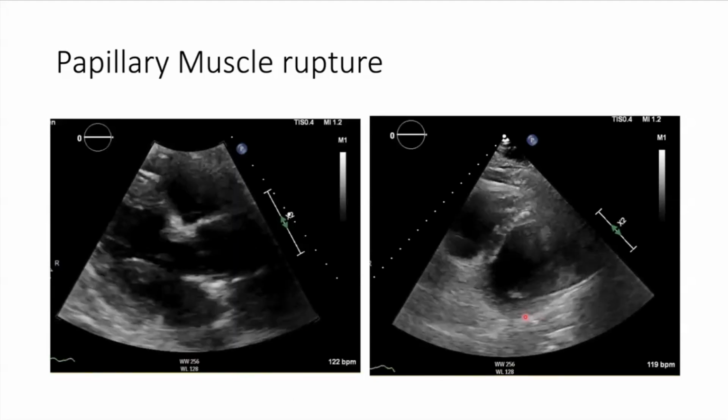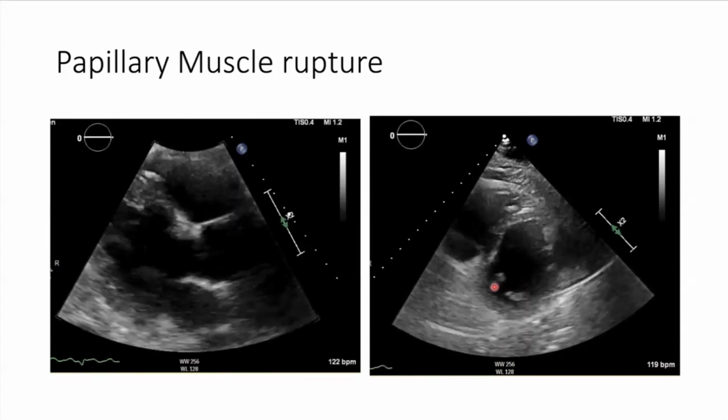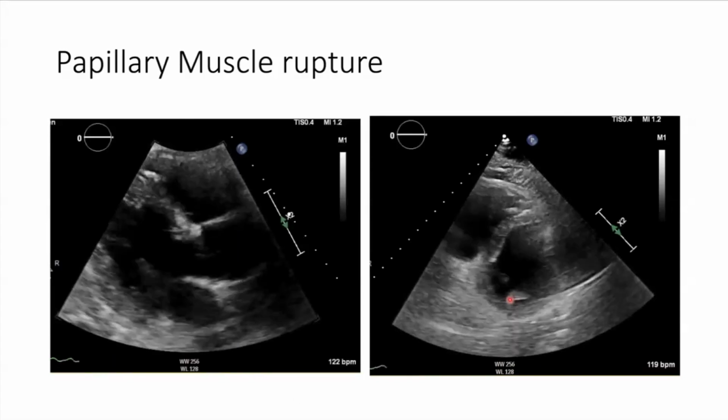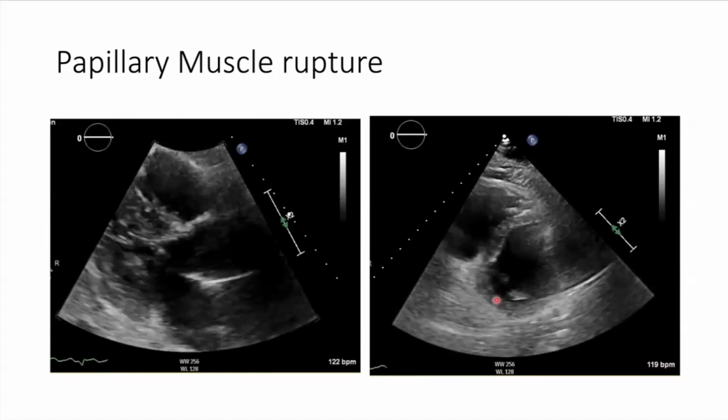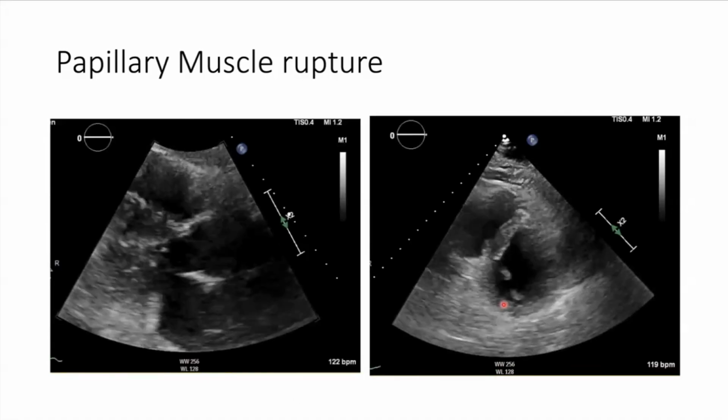This is looking at it in the short axis, and again, we can see that the papillary muscle is just flopping, the posterior medial rupture. You can also see that there's essentially akinetic posterior and posterior medial left ventricular wall.